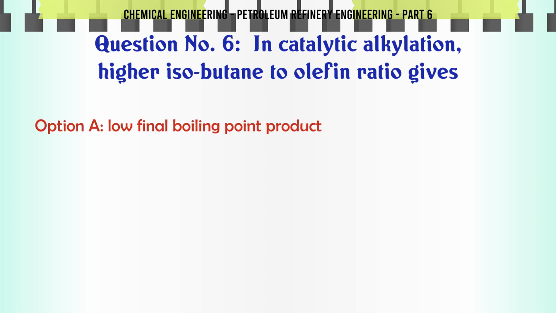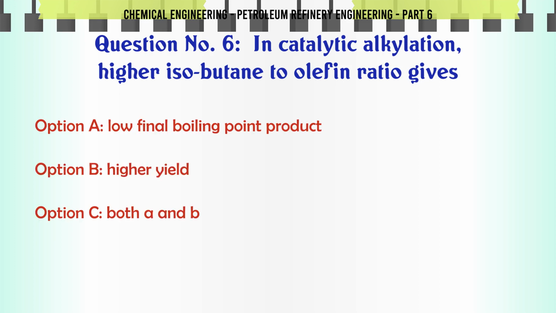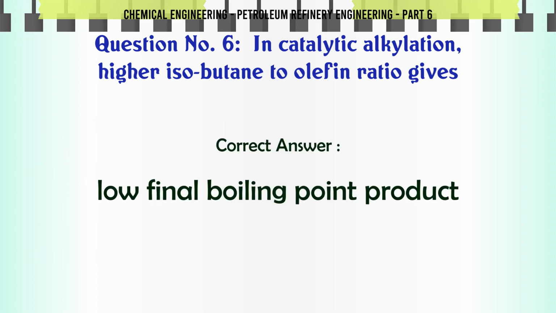In catalytic alkylation, higher iso-butane to olefin ratio gives A. Low final boiling point product. B. Higher yield. C. Both A and B. D. Neither A nor B. The correct answer is low final boiling point product.